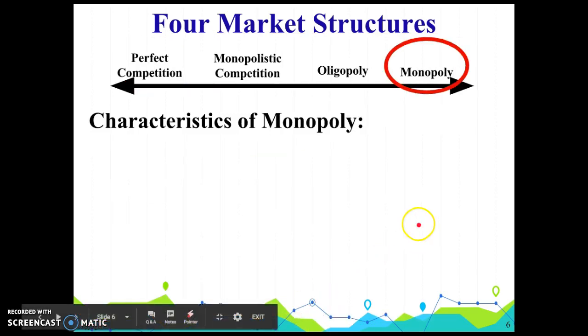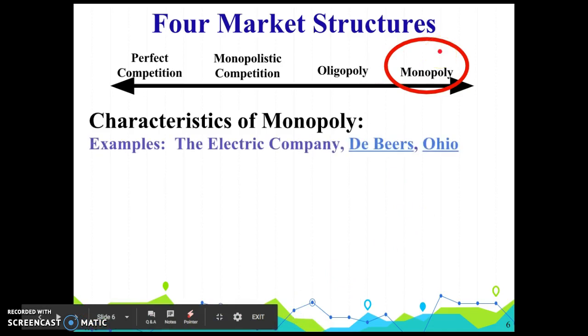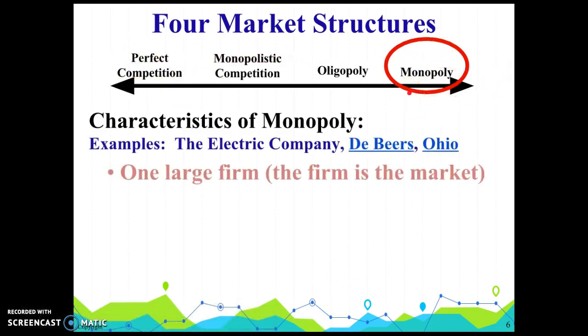So the far opposite of that is monopoly. So instead of having thousands of firms, in a monopoly there's just one firm. Monopolies are illegal, so you can't really find too many true perfect monopoly examples anywhere at all. But we can find monopolies in certain areas, like De Beers Mining Company.